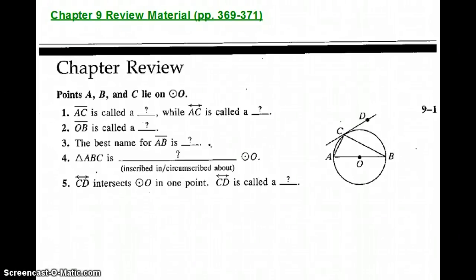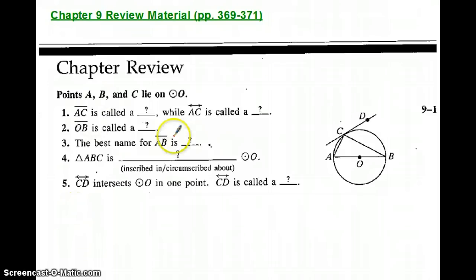Alright, geometry kids, here's your test review walkthrough as promised for your test that's on Monday. Sorry I didn't have this ready for Monday night. It's now Tuesday morning, so hopefully this will be in time for you to get going.